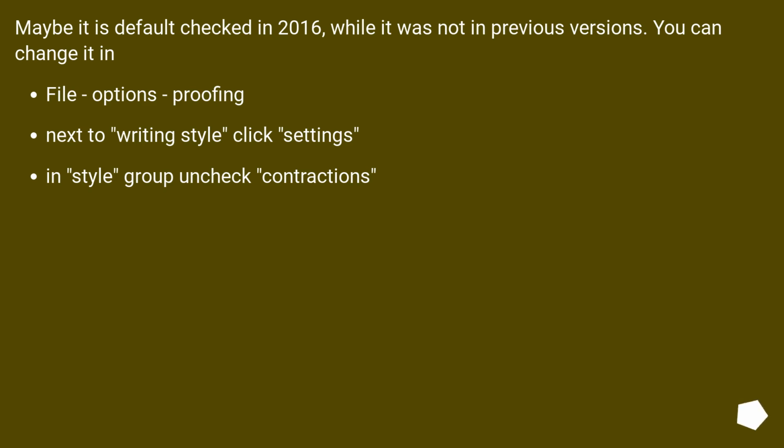Maybe it is default checked in 2016, while it was not in previous versions. You can change it in File, Options, Proofing. Next to Writing Style, click Settings. In Style Group, uncheck Contractions.